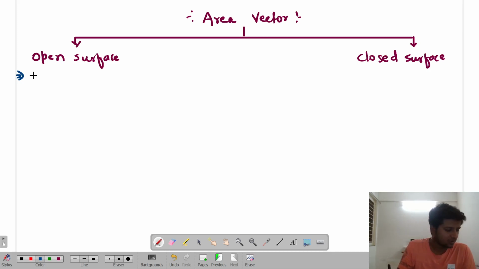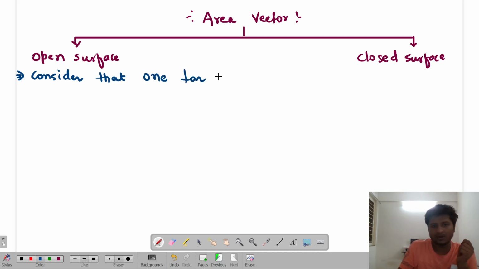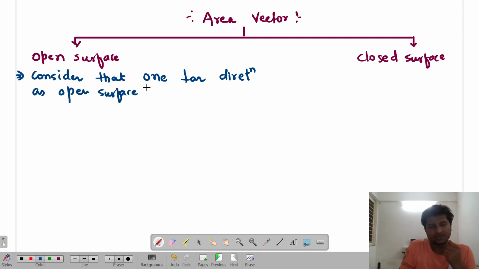So if I have an open surface, then for the open surface there is a way to consider the area vector. How to consider it? Just consider one perpendicular direction, got it or not, as the open surface area vector, and stick to it for the whole problem.